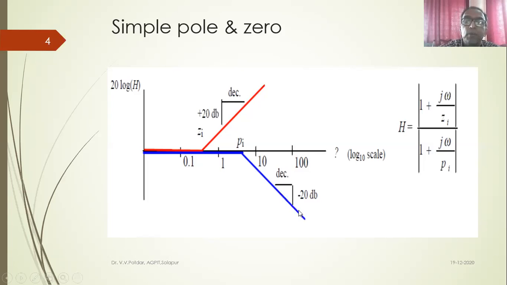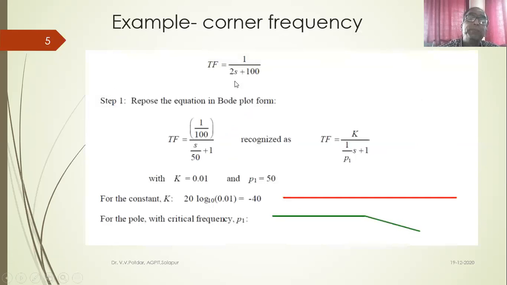There is a line of slope minus 20 decibel per decade. But from where, at what frequency, am I starting my magnitude plot for a simple pole? Now this frequency is called my corner frequency. Now we'll see how to find out the corner frequency. We'll take a simple example.